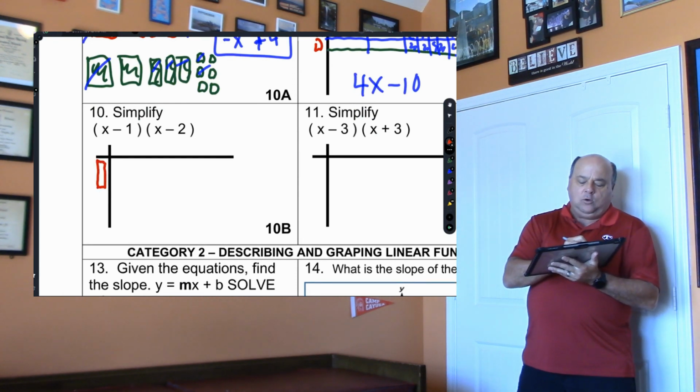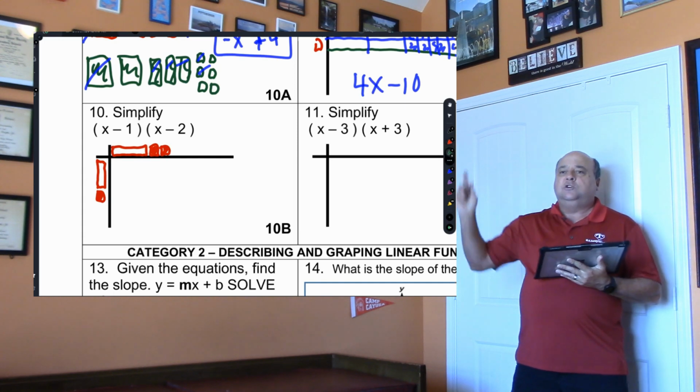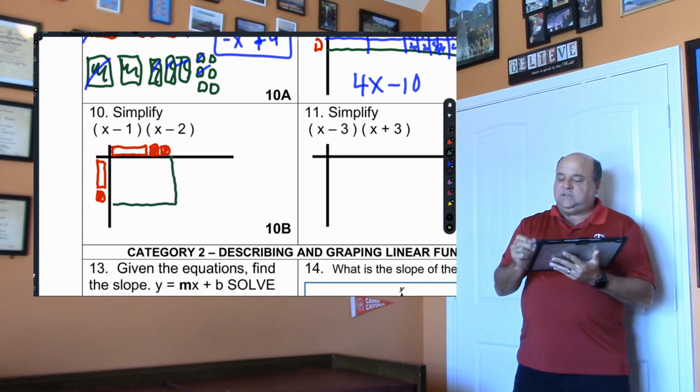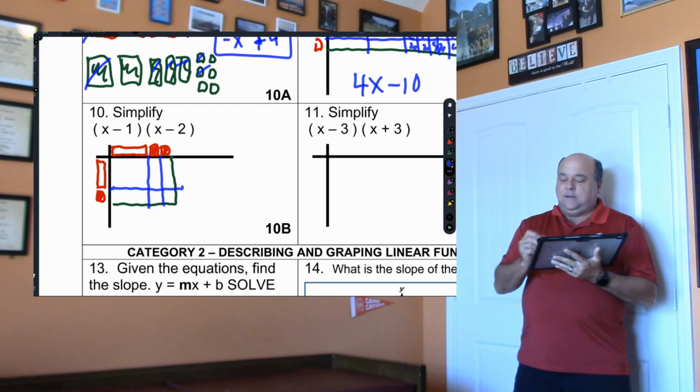Right here, x minus 1 times x minus 2. We have a rectangle with 1 shaded square. And then we have a rectangle with 2 shaded squares. This is going to be kind of tough because we got a lot of shaded stuff. So we're going to draw our answer rectangle. And then we're going to slice it up. So we slice here, here, and here. And now we're going to shade in.